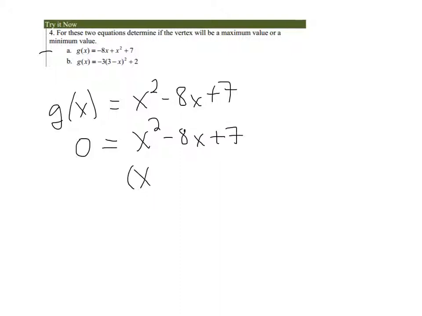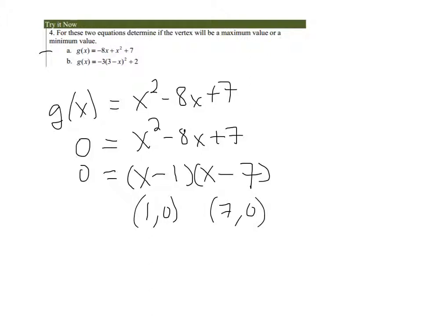This one factors very nicely. So I'm asking myself, what gives me x squared? Well, x and x. What gives me positive 7 that will add to give me negative 8? Because I've got a positive 7, both have to be negative, and negative 7x minus 1x is negative 8x. So those are the factors. So then I know the x-intercepts are 1 and 7, and I could write those as ordered pairs, (1, 0) and (7, 0). So that's where this equation crosses the x-axis.